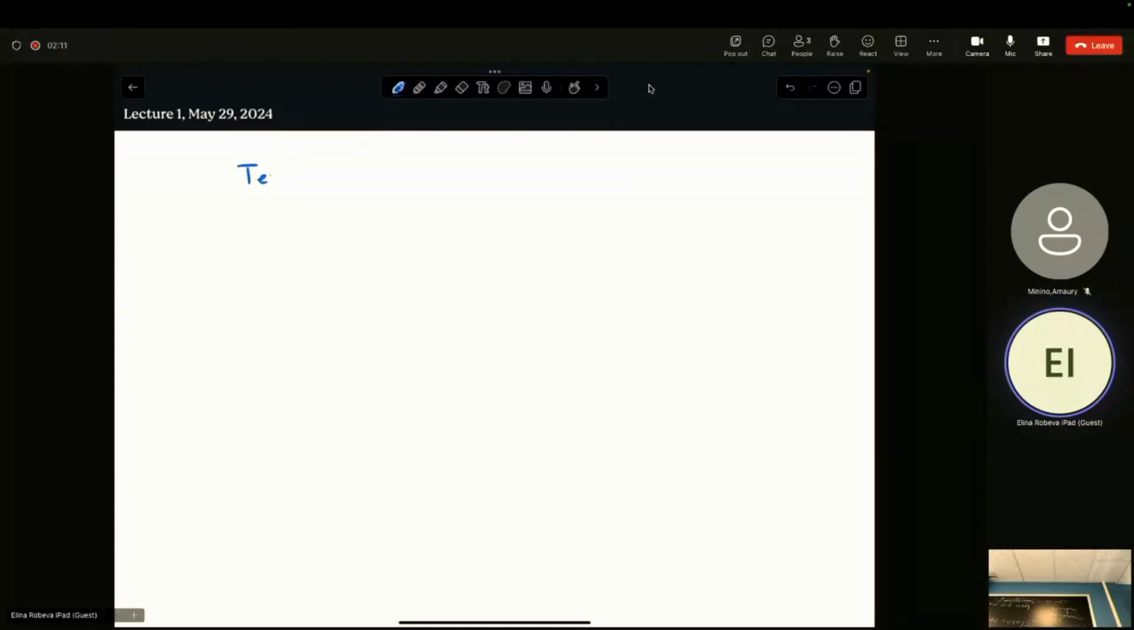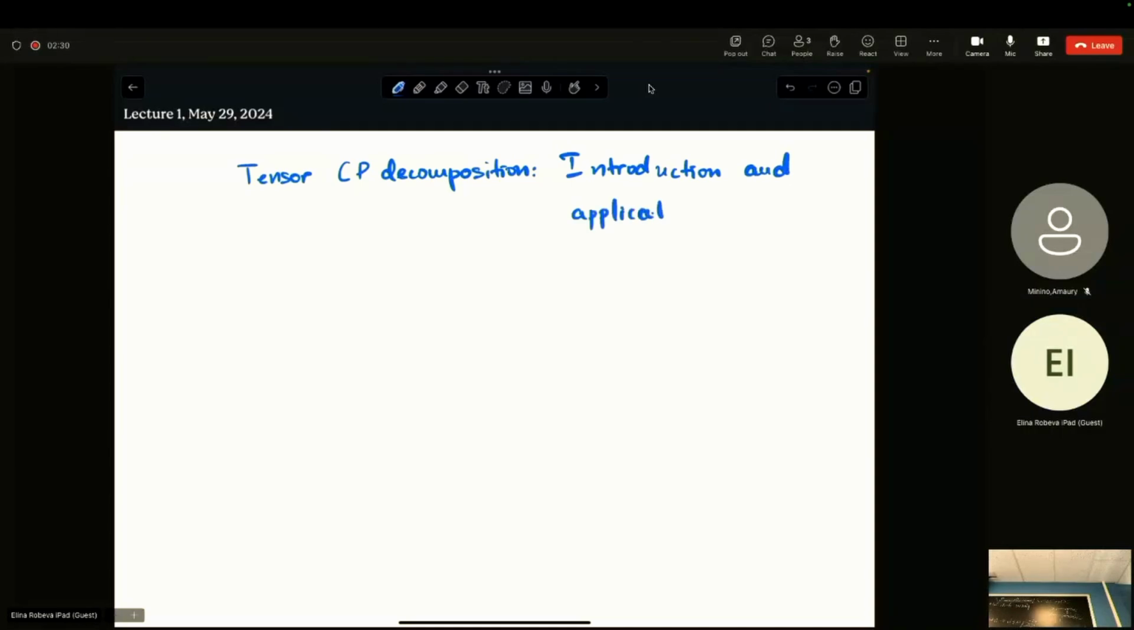Okay, this should do. So, tensor CP decomposition. Today I'll talk about the introduction and some examples of applications. By the way, if anybody has questions, please speak up. I'm happy to answer any questions.